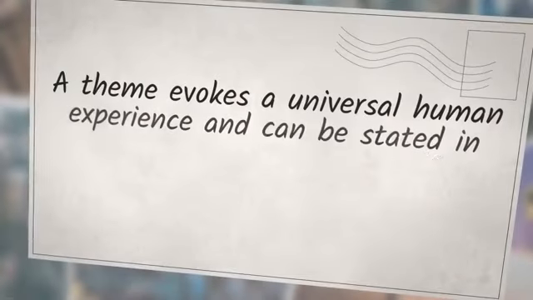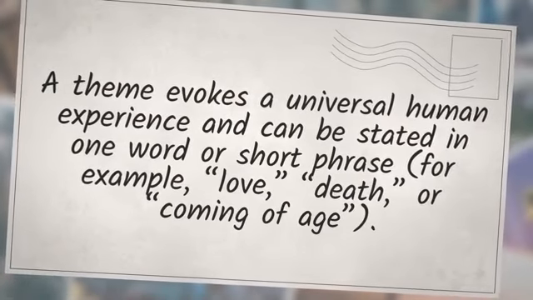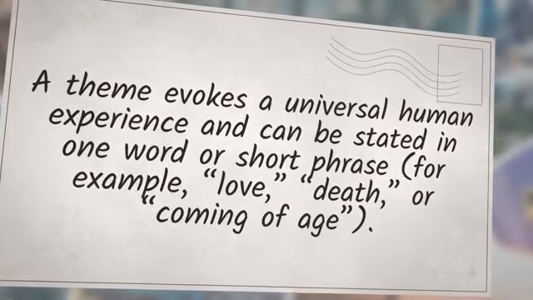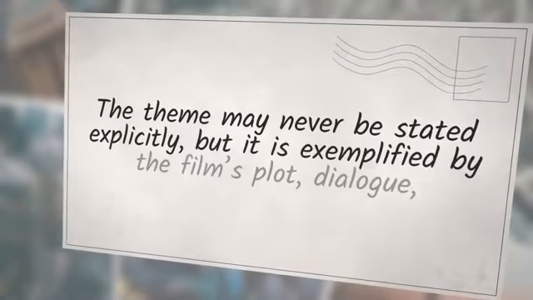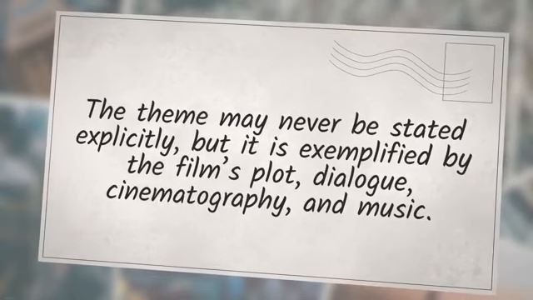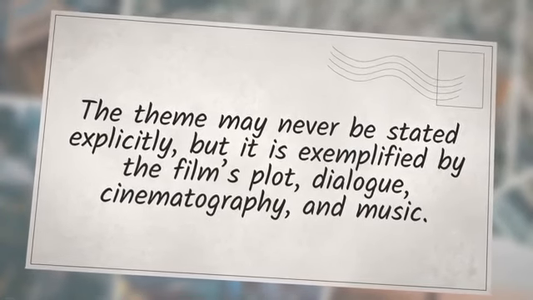What is a theme in movies? A theme is the film's central unifying concept. A theme evokes a universal human experience and can be stated in one word or short phrase, for example, love, death, or coming of age. The theme may never be stated explicitly, but it is exemplified by the film's plot, dialogues, cinematography, and music.